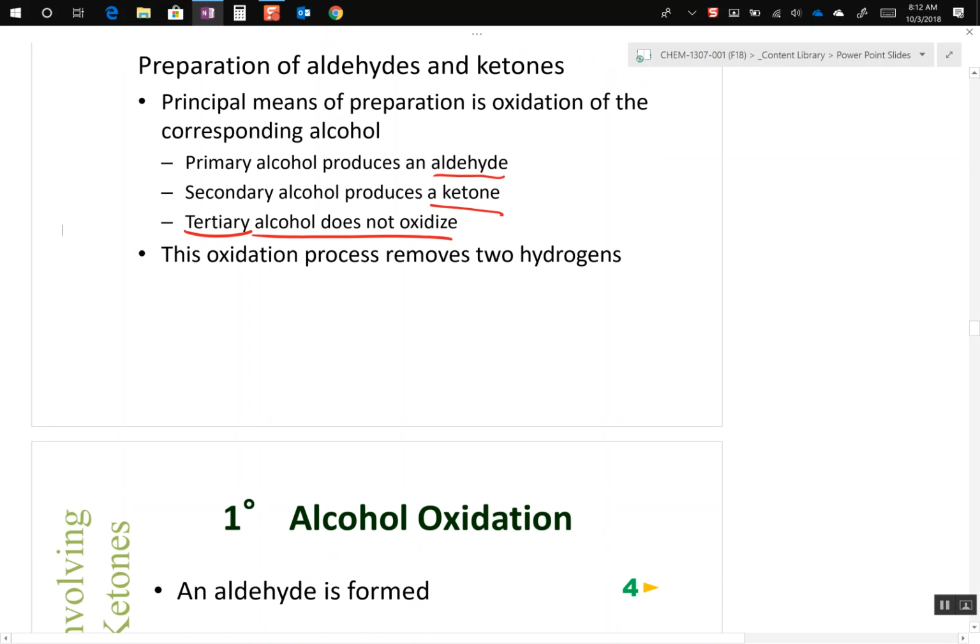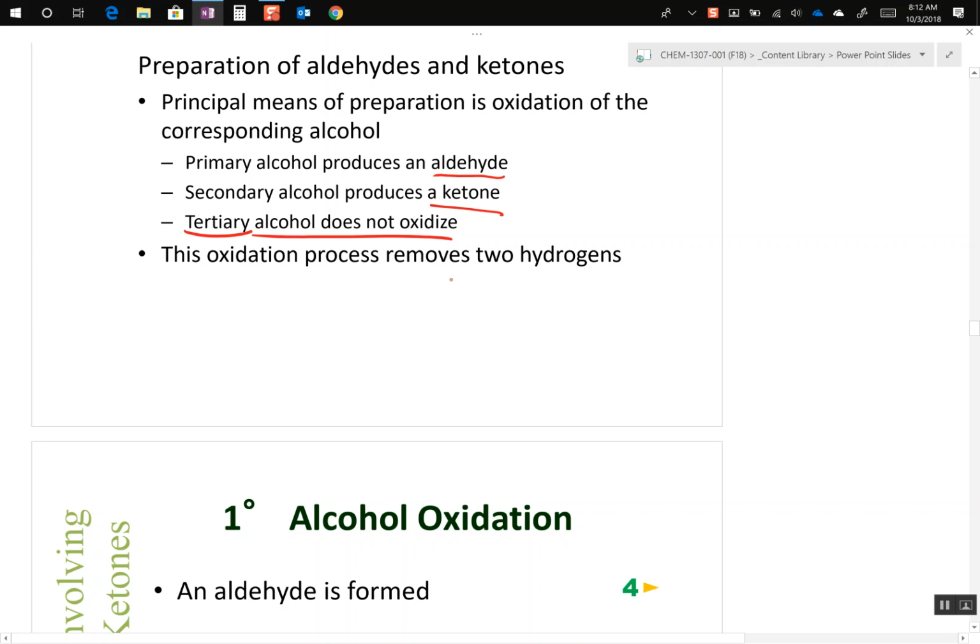All right, on Monday we were talking about the types of reactions to prepare aldehydes and ketones from alcohols. A primary alcohol can oxidize into an aldehyde. A secondary alcohol can oxidize into a ketone. A tertiary alcohol does not oxidize, no reaction, right?